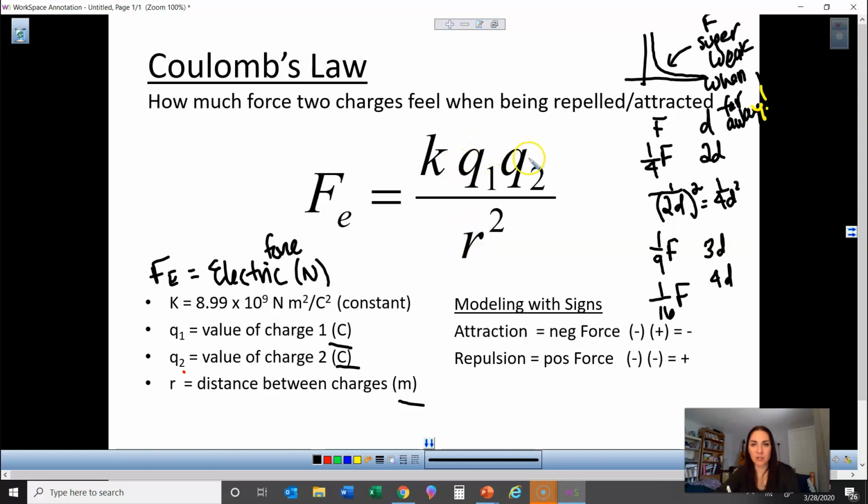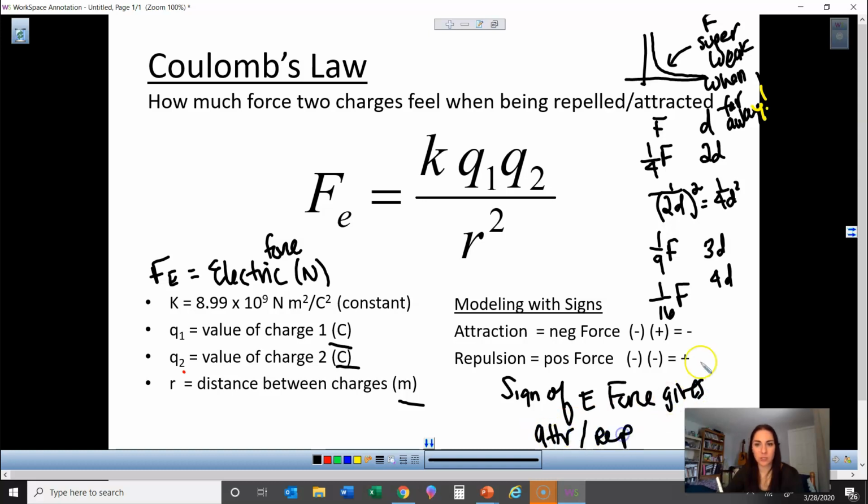So if I have a negative charge and a positive charge, if you think about it, negative times positive gives you a negative. And they're unlike charges, and they like to attract. So modeling with signs here, the sign of the force gives you the attraction or repulsion. So the sign of the electric force, or you can just think about it conceptually. If they're unlike, then this thing will be attracting, and if they're alike, they will be repelling.